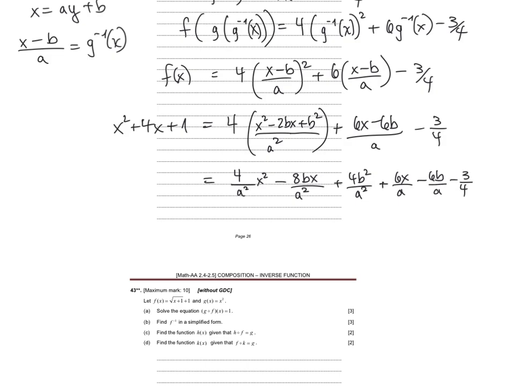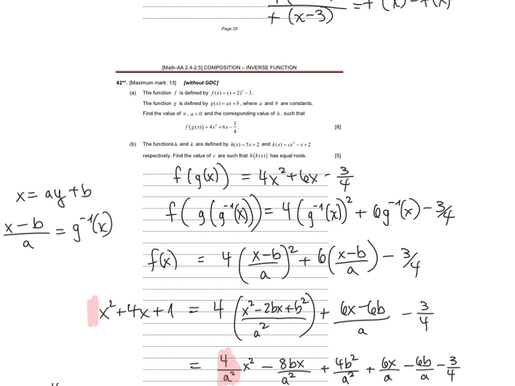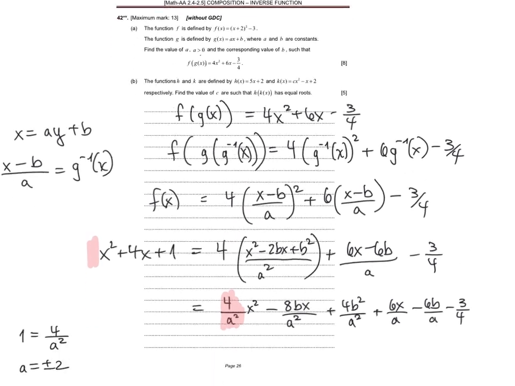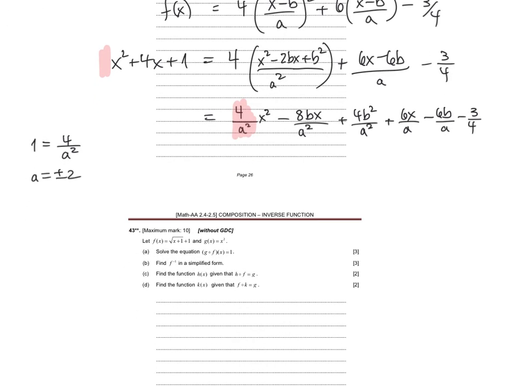Okay. Now, we know that this is going to be equal to 1. There's only one x squared. So we've got 1 equals 4 over a squared. So cross multiplying, you see a is plus or minus 2. And it says a is greater than 0 up here, so we have a equals 2.